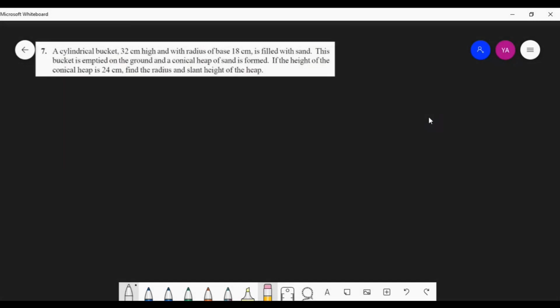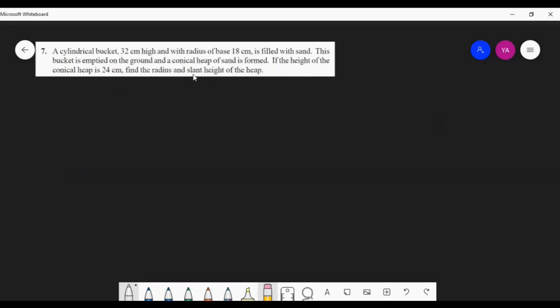Now we move to the next question. Question number 7 in exercise 13.3. The question is like this. A cylindrical bucket 32 centimeter high and with a radius of base 18 centimeter is filled with sand. This bucket is emptied on the ground and a conical heap of sand is formed. If the height of the conical heap is 24 centimeter, find the radius and slant height of the heap.